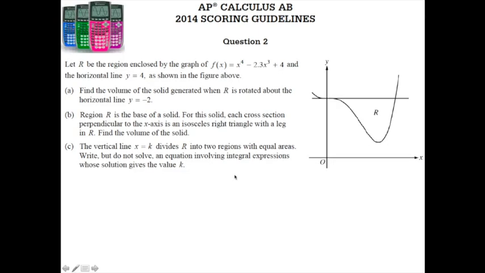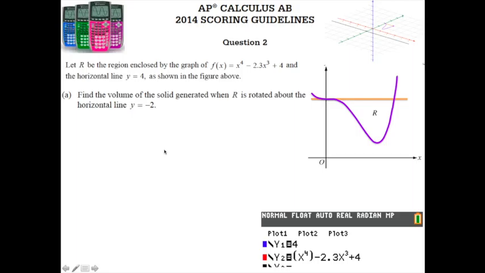So let's take a look at this question. It's question 2, which means it's a calculator question. We have this region, and it's enclosed by y equals 4 and f of x equals x to the 4th minus 2.3x cubed plus 4. And we've got two volume questions and finding that vertical line that divides it into two. So we take a look at that first question.